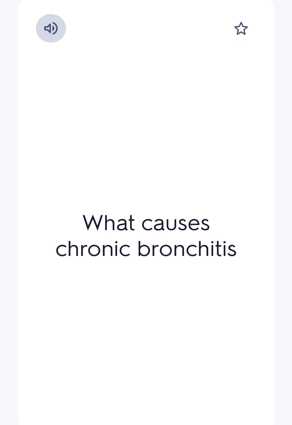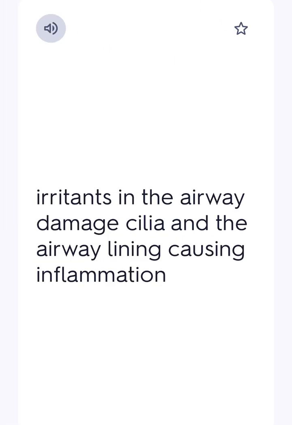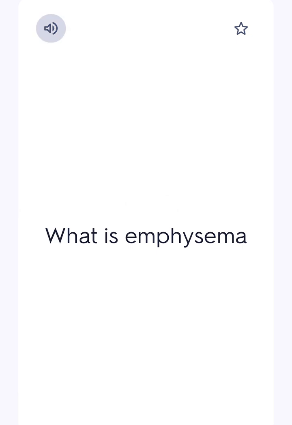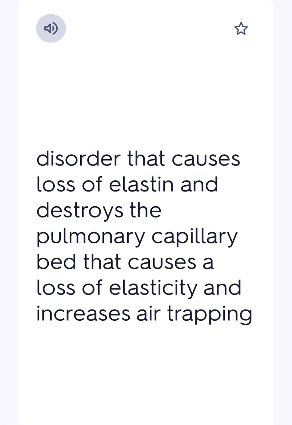What causes chronic bronchitis? Irritants in the airway damage cilia and the airway lining causing inflammation. What is emphysema? Disorder that causes loss of elastin and destroys the pulmonary capillary bed that causes a loss of elasticity and increases air trapping.